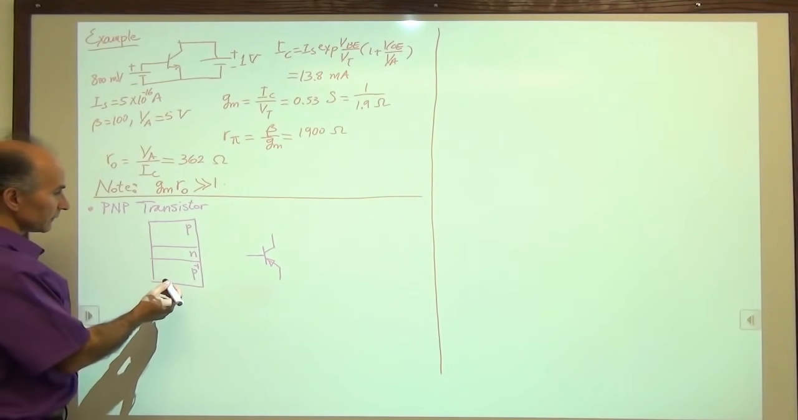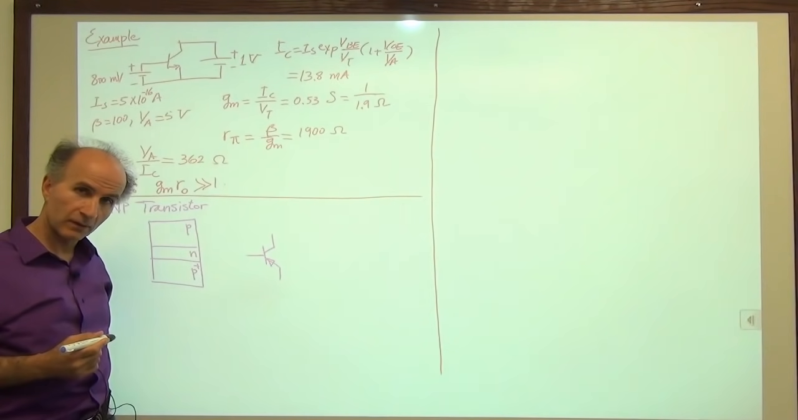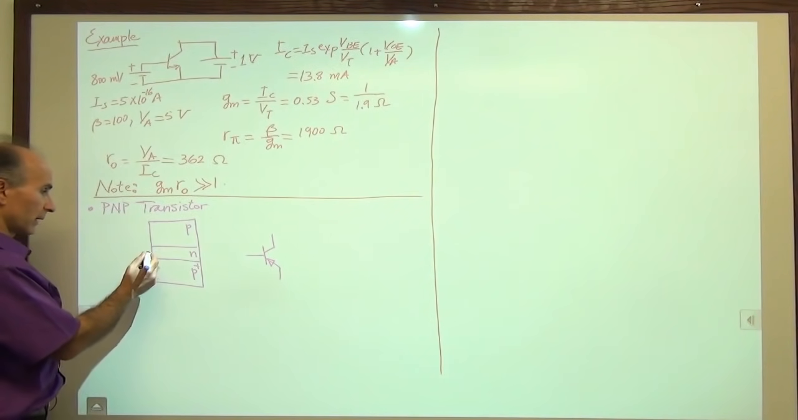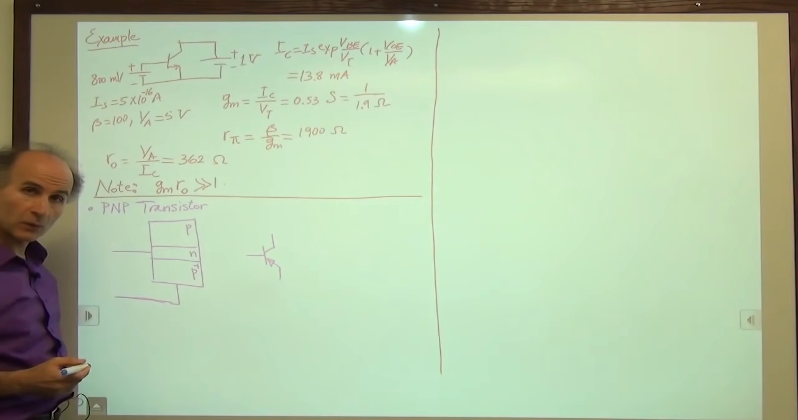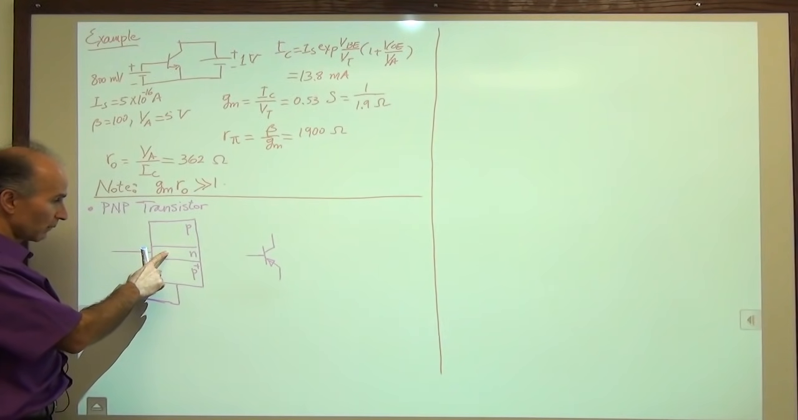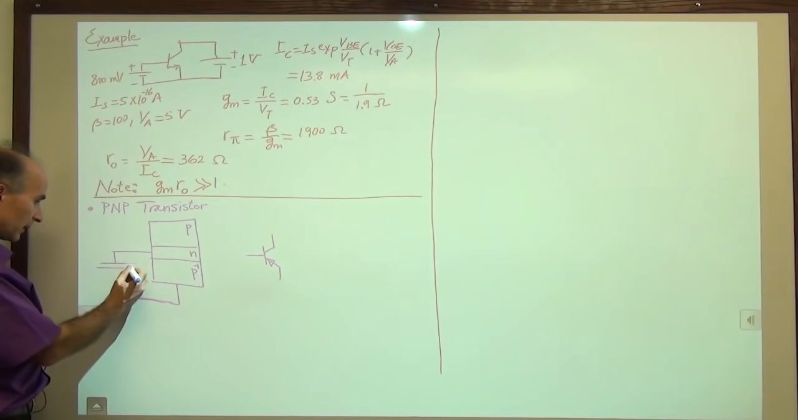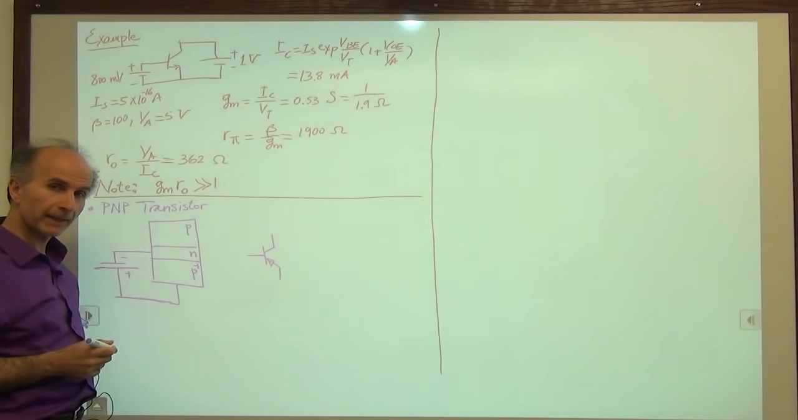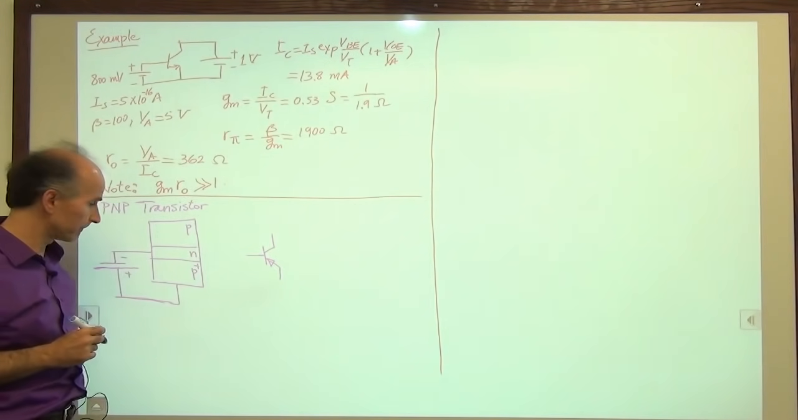So we want to bias this PNP transistor in the forward active region. We have to forward bias the base emitter junction. This is the base, this is the emitter. How do we do that? We need to connect a battery. But which side of the battery goes where? Well, this side has to be more negative than this side to be forward biased. So I have to connect the battery like this. Negative here, positive here. That's where things may be a little confusing compared to the NPN case.